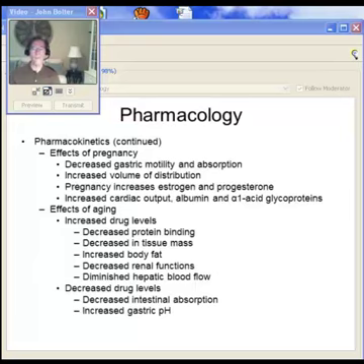The effects of aging, increased drug levels, decreased protein binding. Because of this is what's happening. You're getting increased drug levels because of the lack of protein binding, decreased tissue mass. That's that volume of distribution spreading out. Increased body fat. That's going to change the distribution. Decreased renal functions, diminished hepatic flow, that type of thing. So we tend to want to watch for the elderly. So we start out with lower doses, typically half of what you would give a normal, healthy young person. Decreased drug levels, decreased intestinal absorption, and you get increased gastric pH that can interfere with it.